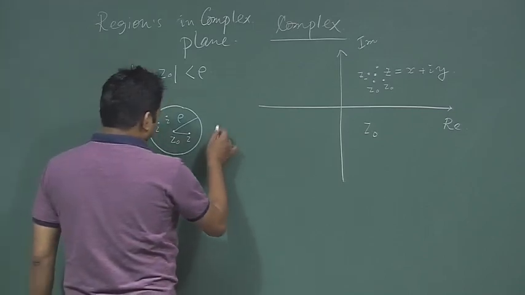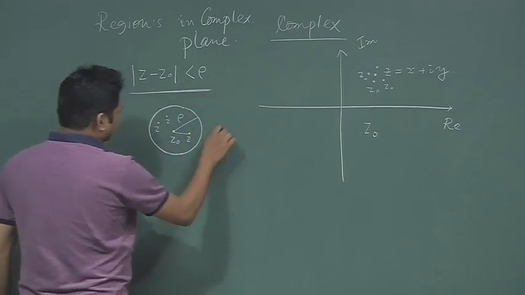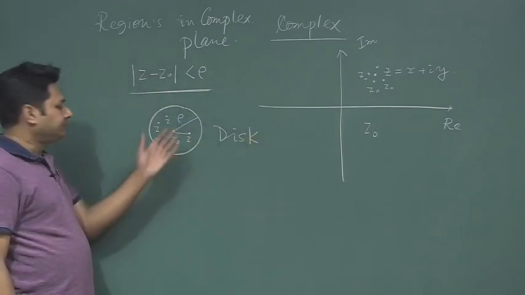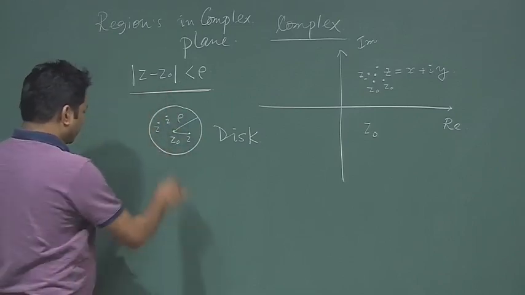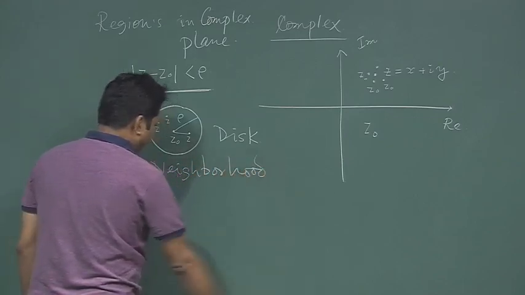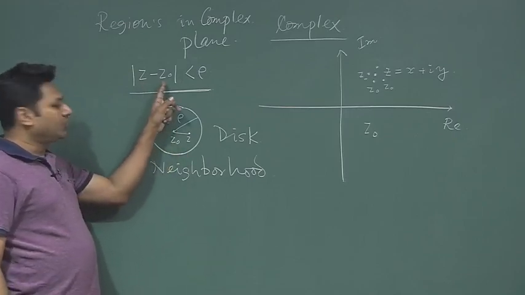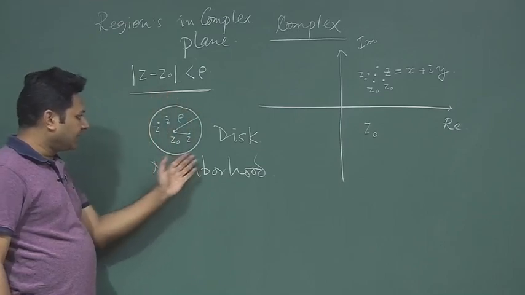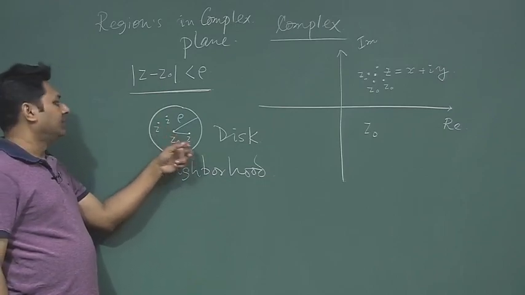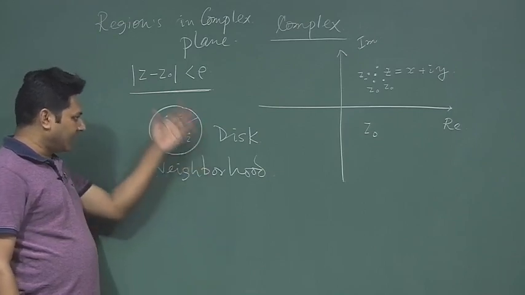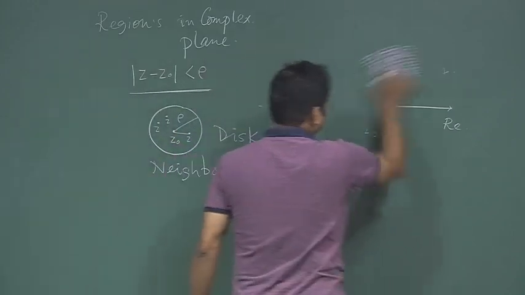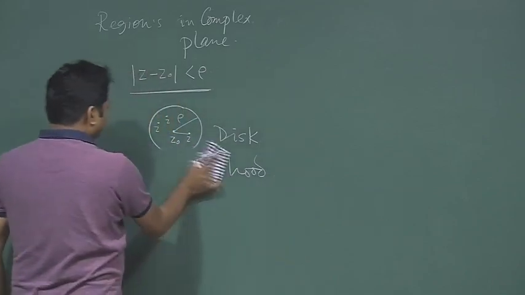We call this a disk, and these things are called neighborhoods. If I say my z point is close to z0 with this condition, we can say that all the points sitting inside this disk are the neighborhood of z0. There are many regions we can define in this way. Let me do them one by one, because it is important to understand how you define a region. I will do all these cases and show them.